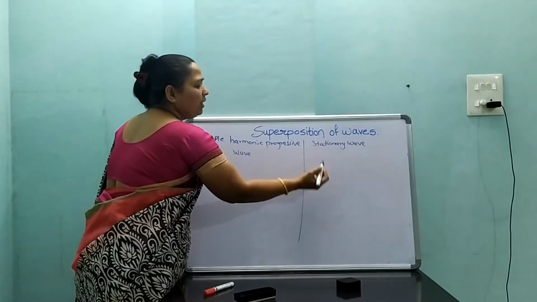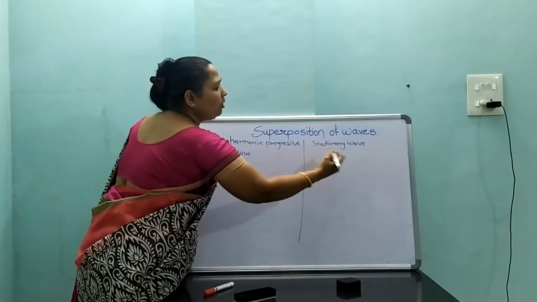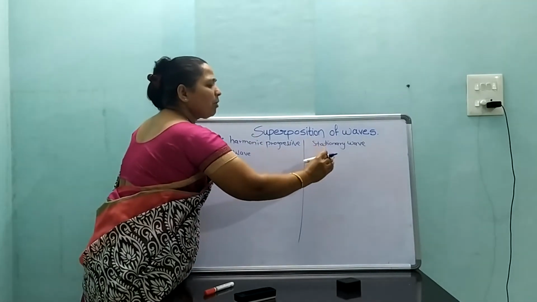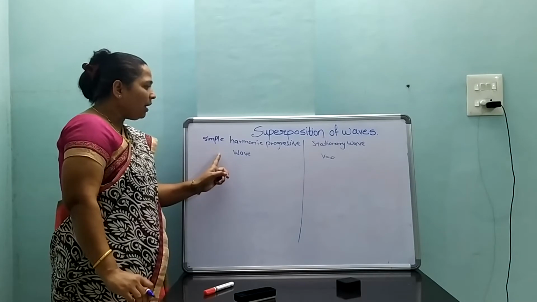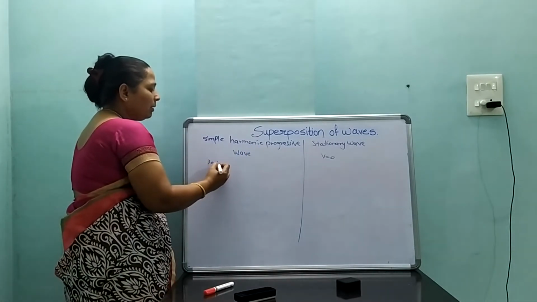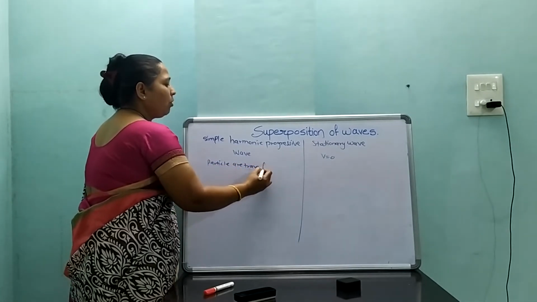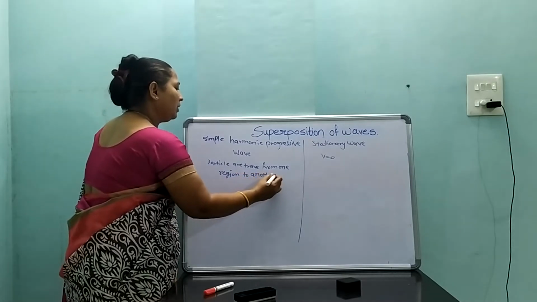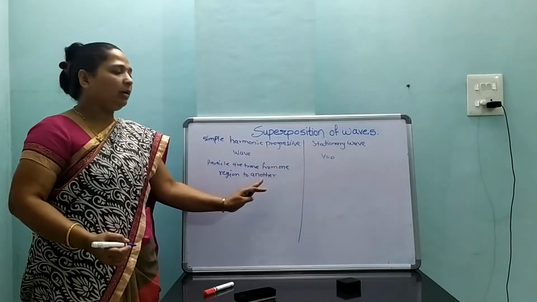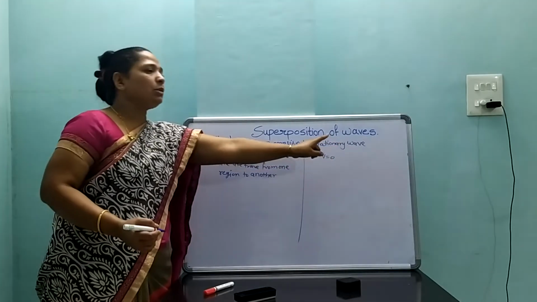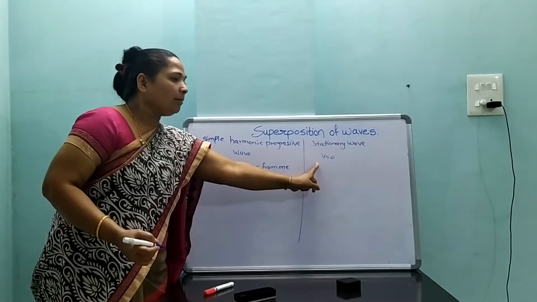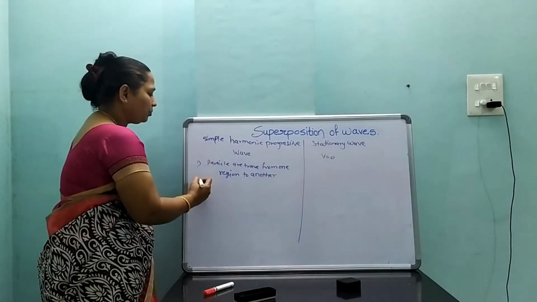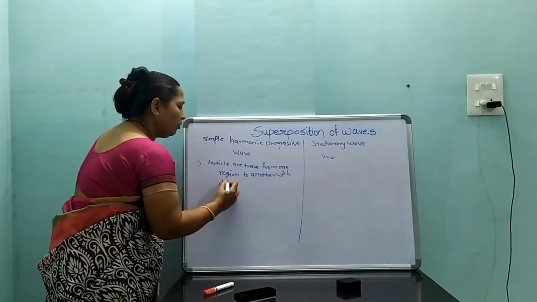In a stationary wave, the particles do not move in a forward or backward direction. Therefore, their velocity is zero, meaning particles do not travel from one region to another. But in a simple harmonic progressive wave, particles travel from one region to another with definite velocity. In stationary waves, particles vibrate, but they do not travel from one region to another. Therefore, the velocity is zero.